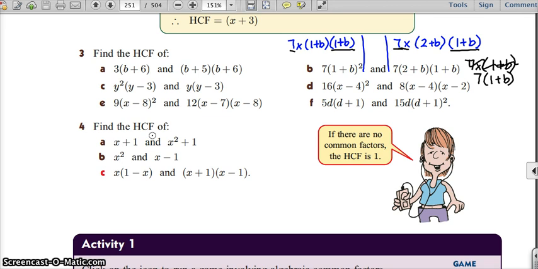All right, and let's look at this one. y times y times bracket y times negative 3. Let's just take 3. Fine. And here, y times bracket negative 3. Why take 3? I said negative.